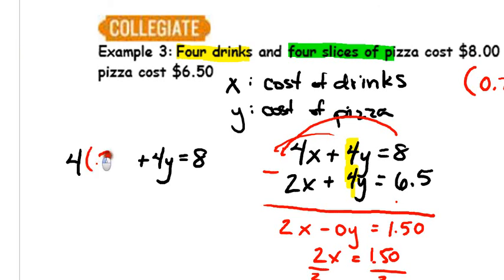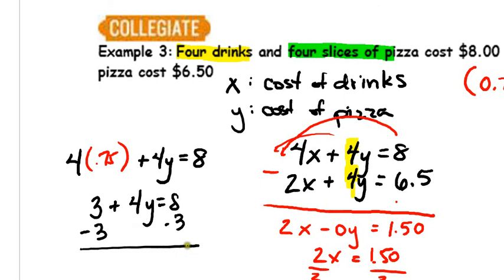It's going to be 0.75. So 4 times 0.75 is 3. So if I have 75 cents, that is $1.50, another 75 cents is $2.25, and then another one is $3. So this is 3 plus 4y equals 8. Isolate the y.